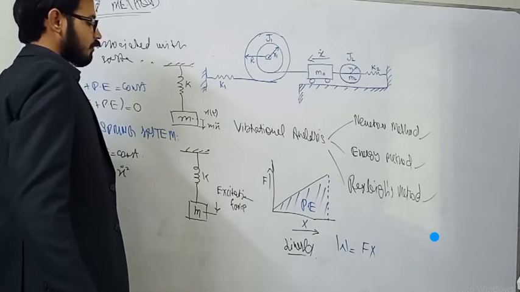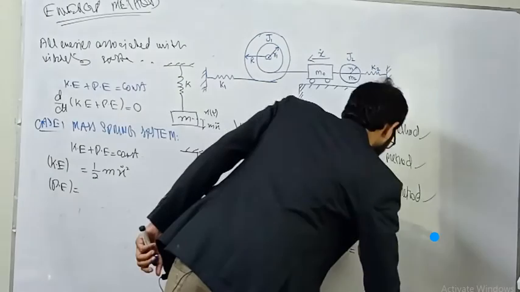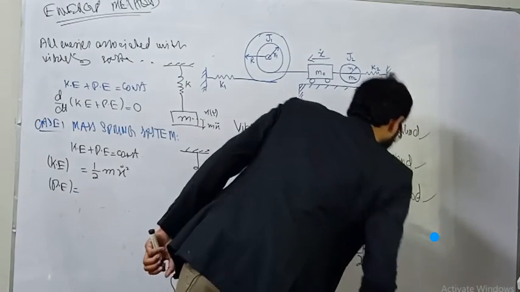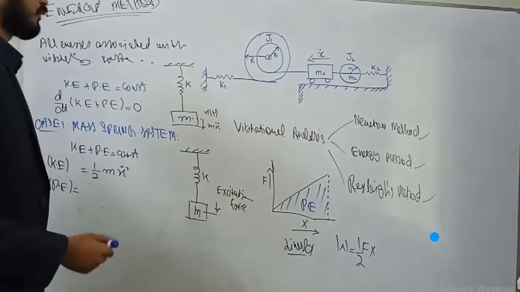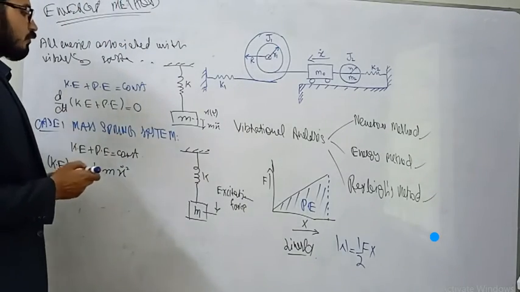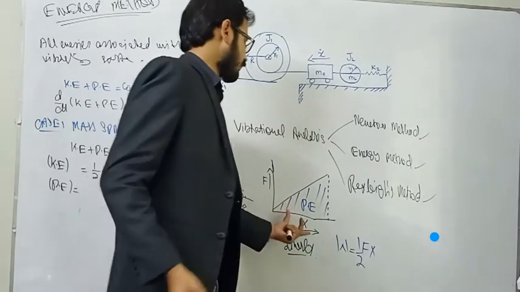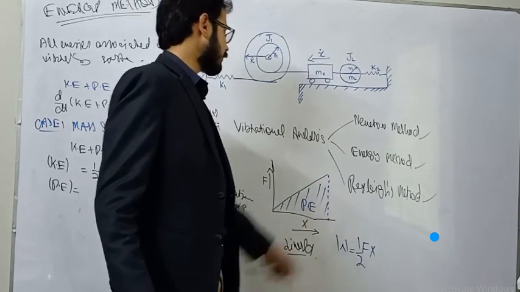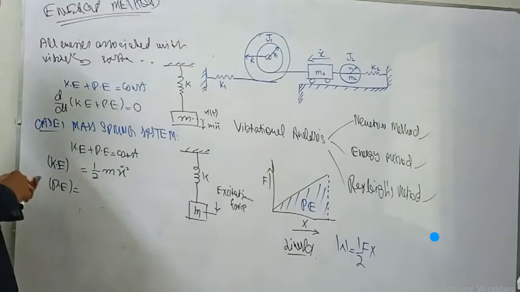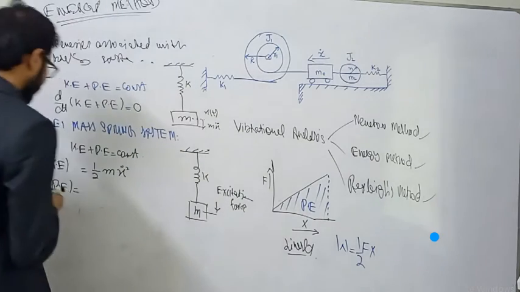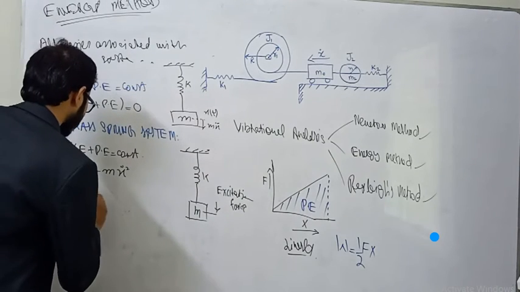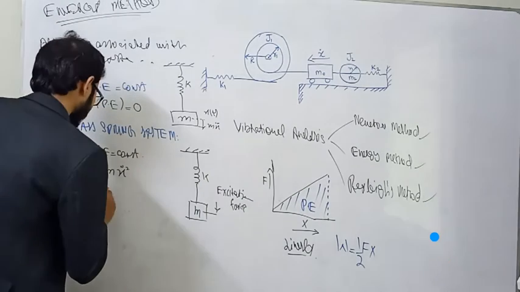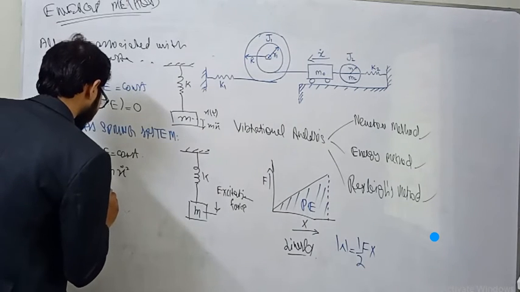You people must have derived this in FSc. So we are considering it half. Why? Because it is a triangular shape. So work done is equal to the area under the force displacement graph. So 1/2 is because it is of a triangular shape. Why triangular shape? Because the spring is behaving linearly. So if the spring is behaving linearly, then what will be its potential energy? That will be half into F x.